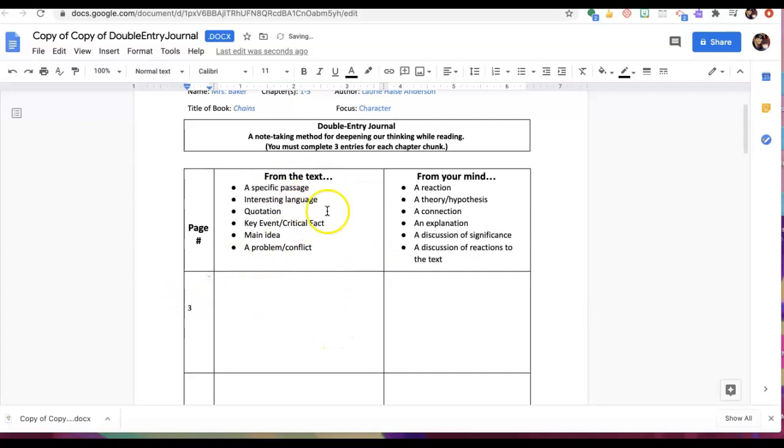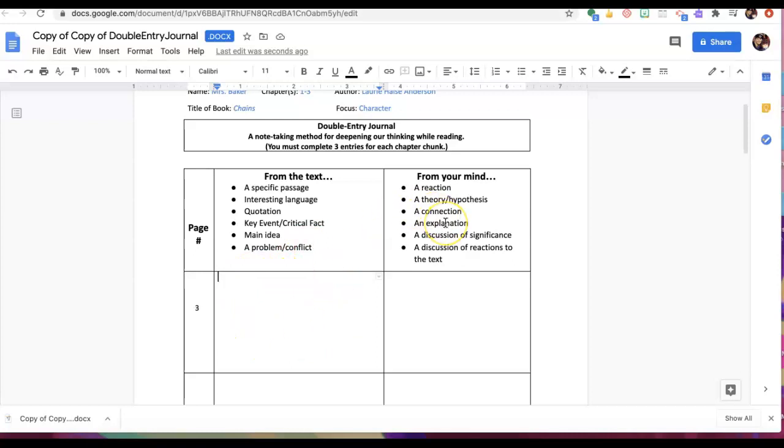So on this side of these boxes, this is where you are going to put the actual specific evidence from the text, the actual quote. We are not paraphrasing. We are not putting our own thoughts here. This is going to be an actual quote from the text. It can be a specific passage, interesting language, a quotation, a key event, critical fact, main idea, or a problem in conflict. Okay, so that's going to be in this left side.